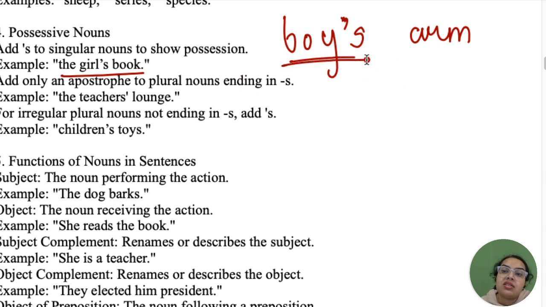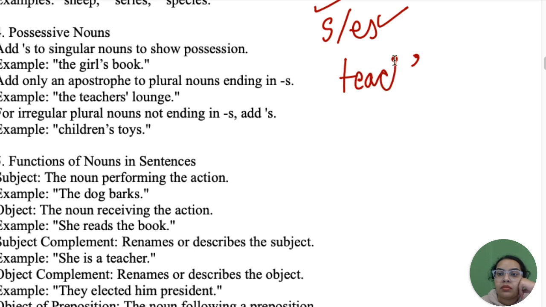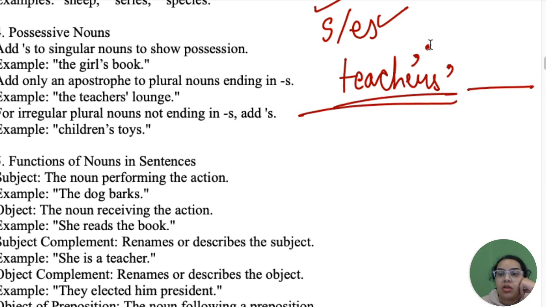So यहाँ पे boy's, apostrophe, girl's. Now add only an apostrophe and no s if you are using a plural noun, because most plural nouns are already ending in s or es, so there is an s at the end. You need only an apostrophe. So, teachers' lounge. It's for all the teachers. It belongs to all the teachers, not a single teacher. That's why the apostrophe should be placed correctly.